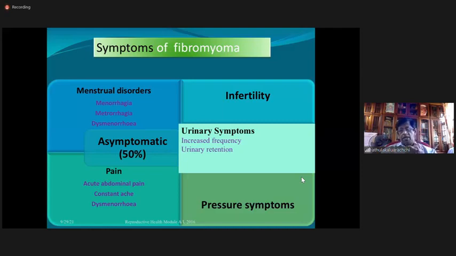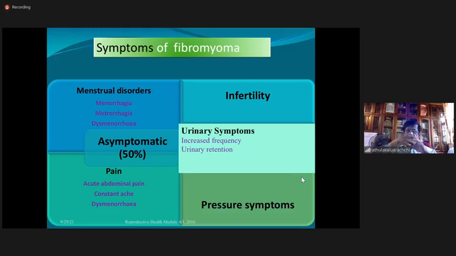Now, when it comes to infertility and fibroids, there's no very close relationship with infertility, except on certain occasions. If there is a fibroid that is projecting into the uterine cavity, and if it's a big one, certainly that might make the endometrium less favorable for implantation.